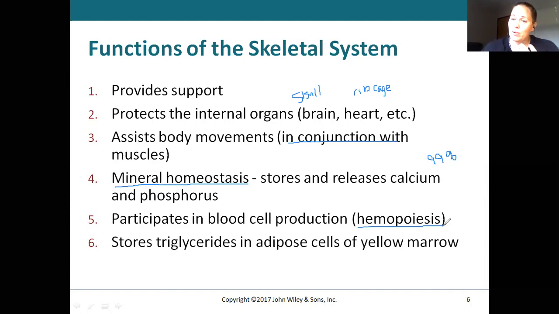The red bone marrow is going to be the source for that. It also is going to play an important role in storing triglycerides and adipose of yellow marrow. So anytime you see adipose, automatically think fat or lipids when we talk about those macromolecules. And so those are going to be another place in which we have energy storage within the body, is that adipose cells in the yellow marrow.